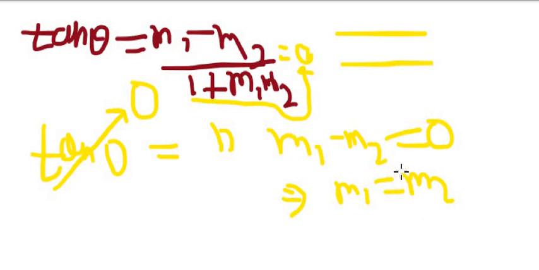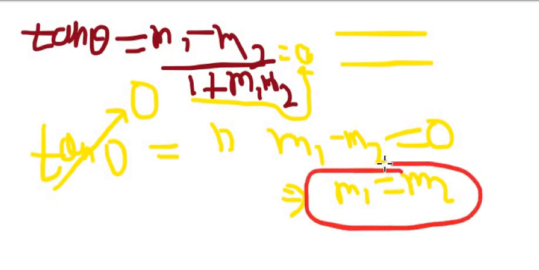So finally I concluded that if the lines are parallel, then the slopes of the two lines will be equal. So m1 is equal to m2 in the case of parallel lines.